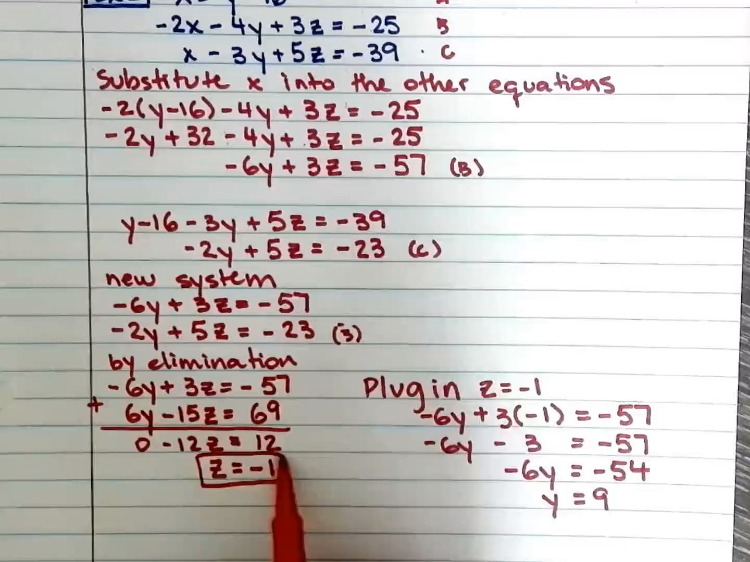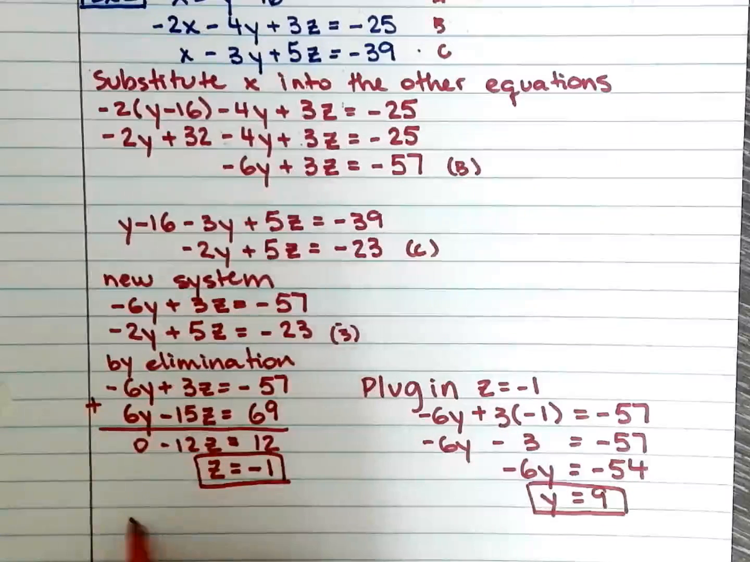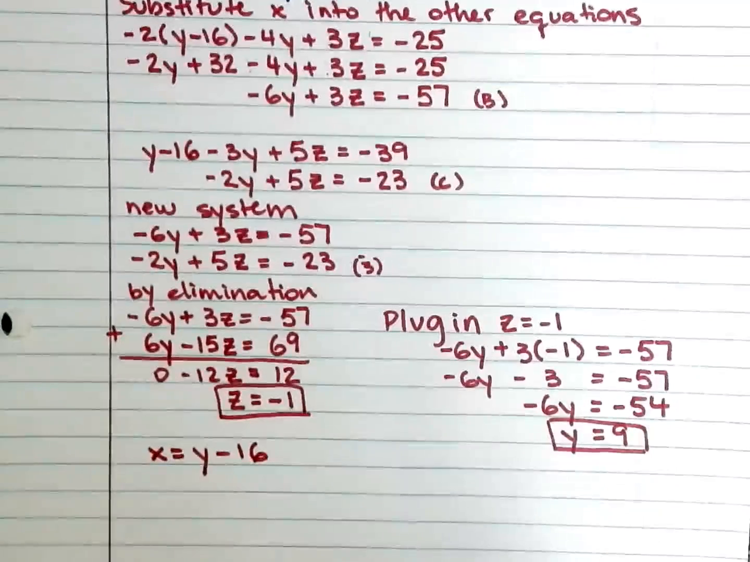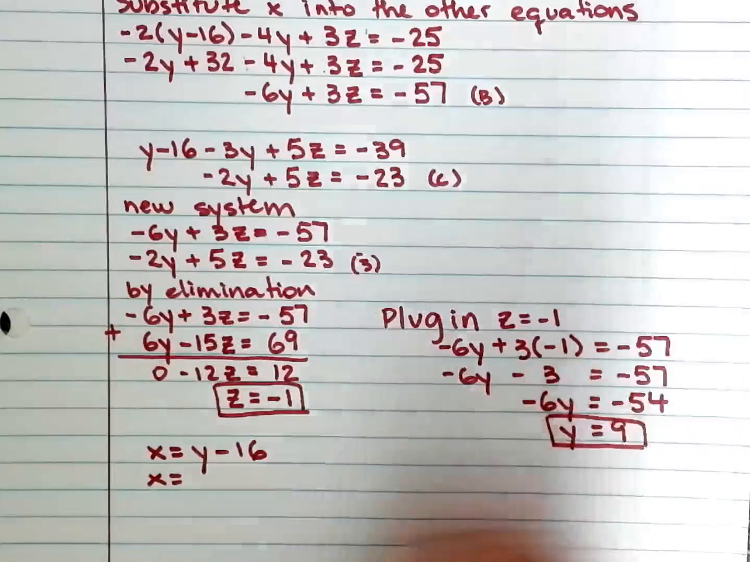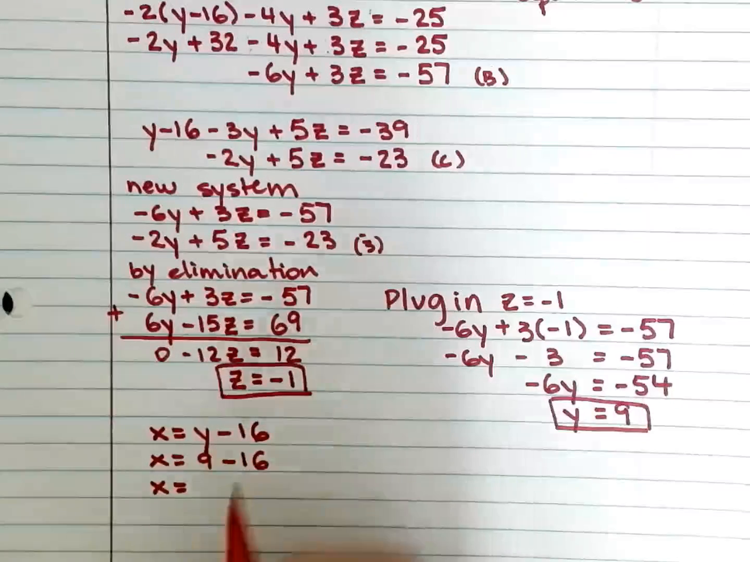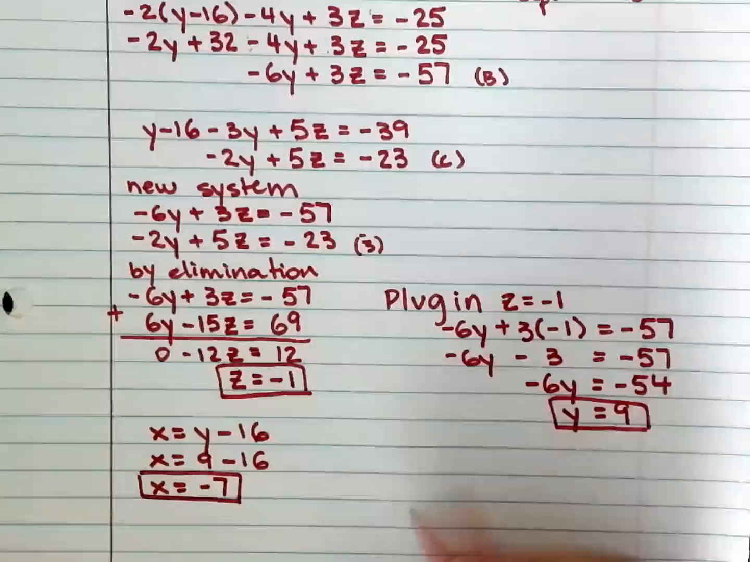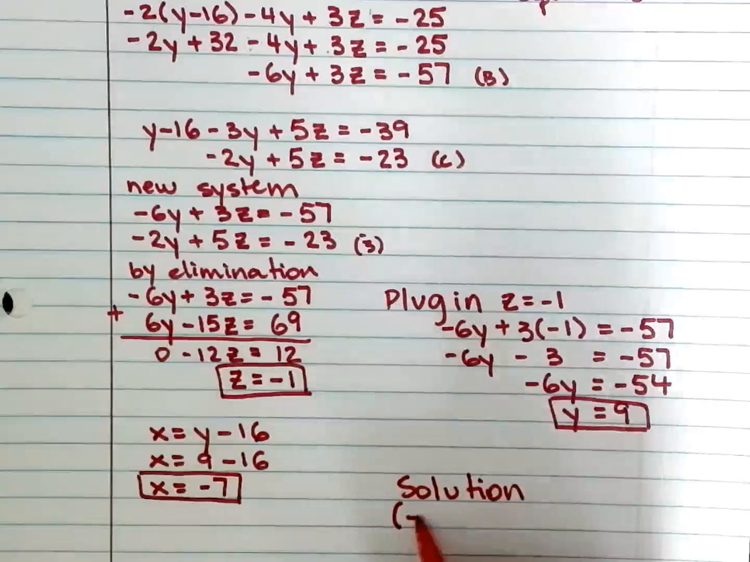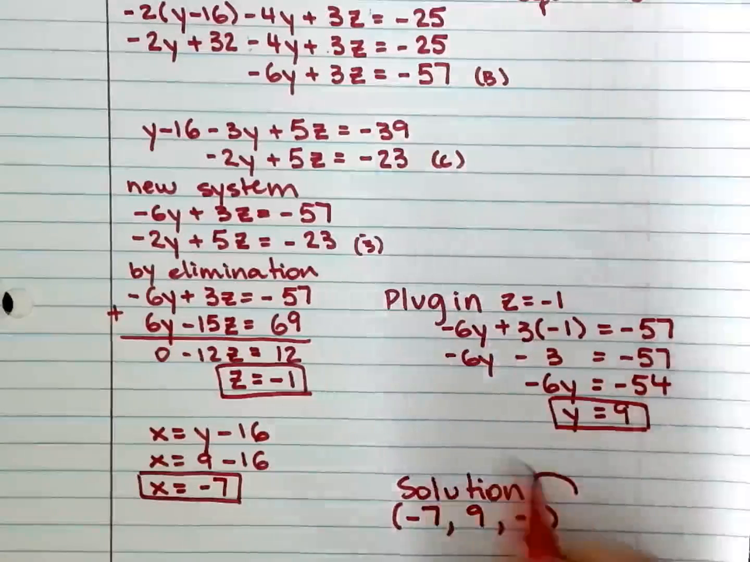The last variable you need to find is x. X is already solved for. I know x equals y minus 16, and now I know y is 9. So go ahead and substitute 9 right there for y, and that will give your last variable. That is -7. Please, please, please remember to write the solution. So -7 for x, 9 for y, -1 for z.